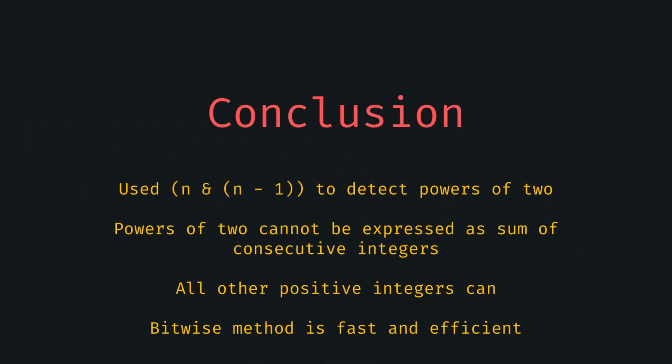In this tutorial, we've learned that powers of 2 are the only positive integers that cannot be expressed as the sum of consecutive numbers. By using a simple bitwise check, we've created an efficient solution. This is a great blend of math insight and coding efficiency.